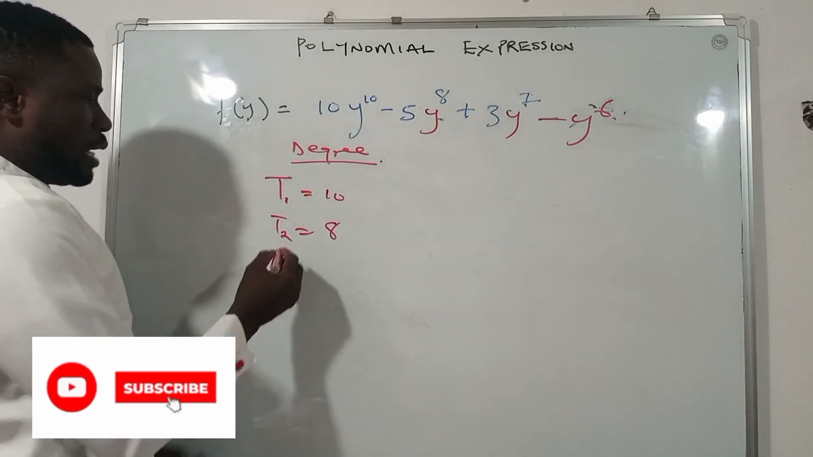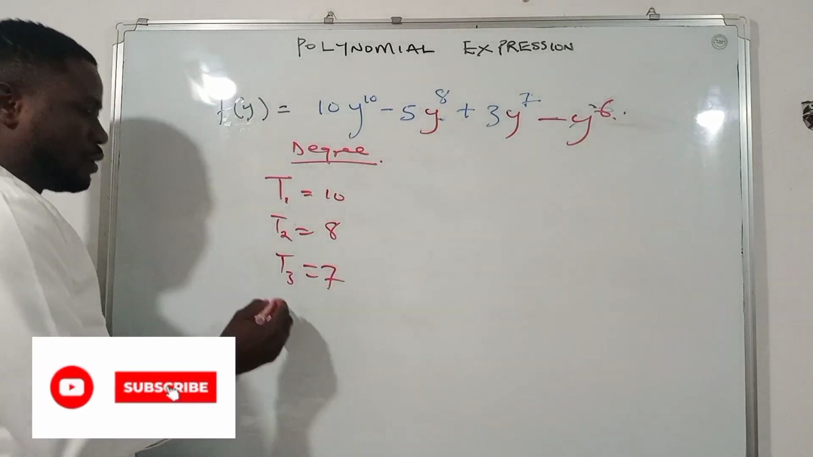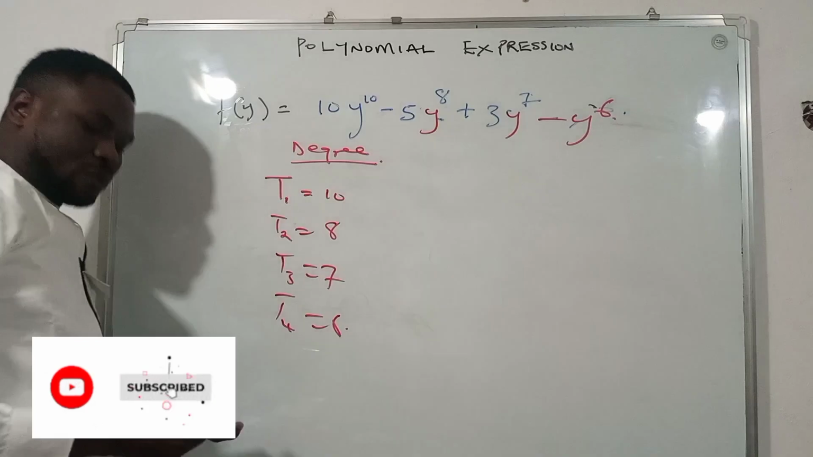Therefore, this will be 8, the degree. Now for the third term, T3, the power is 7. Therefore, this will be 7. For the fourth term, the power is 6, and so that will be the degree.